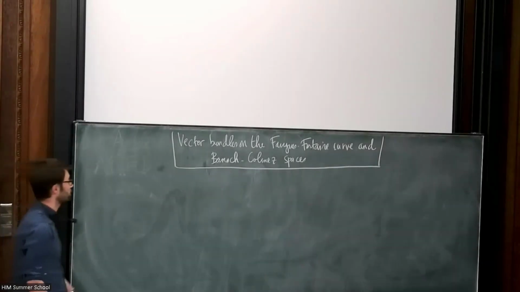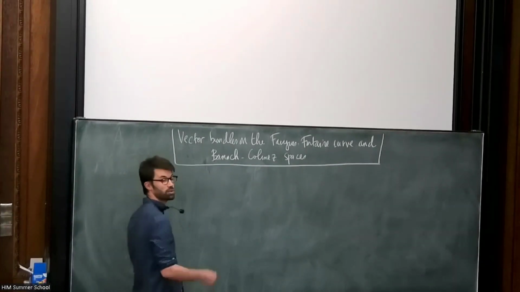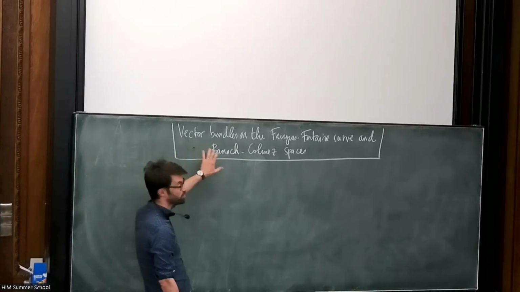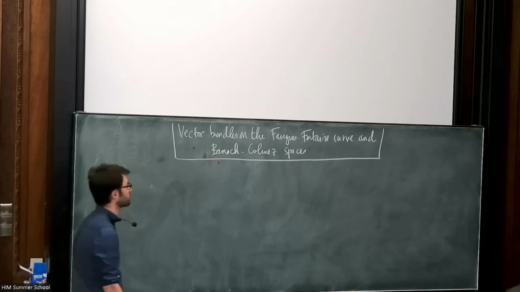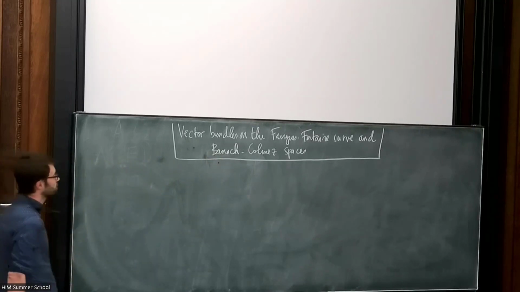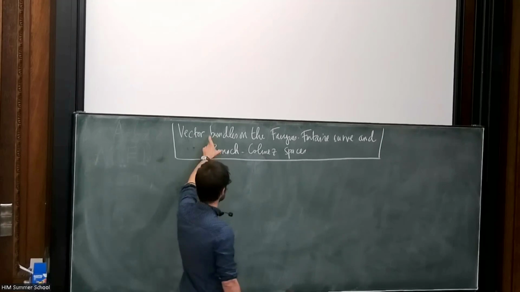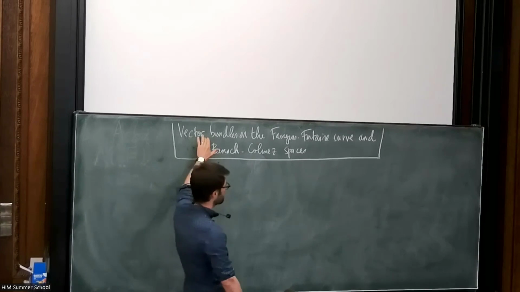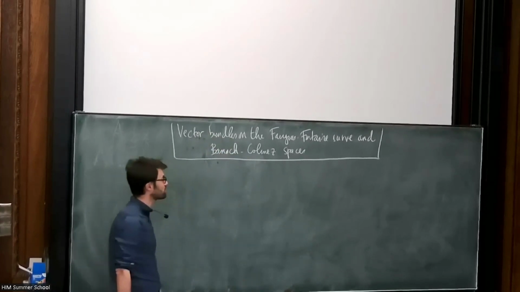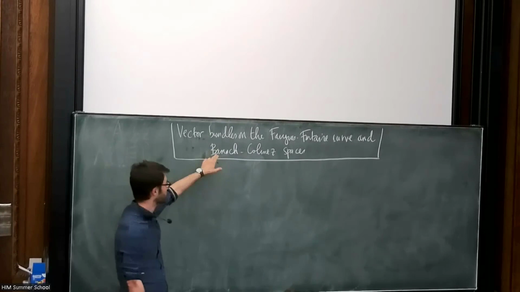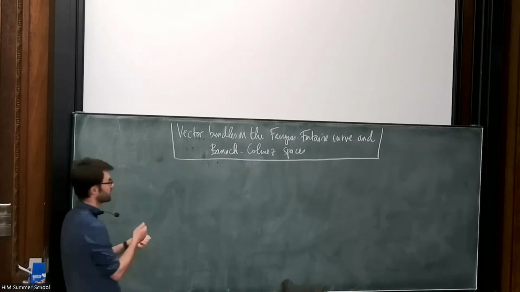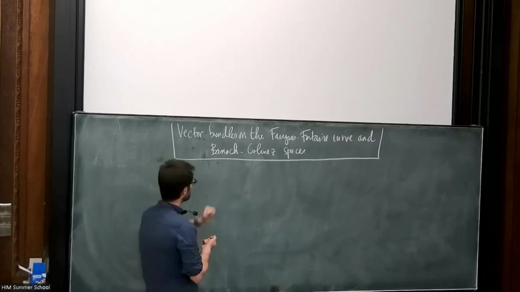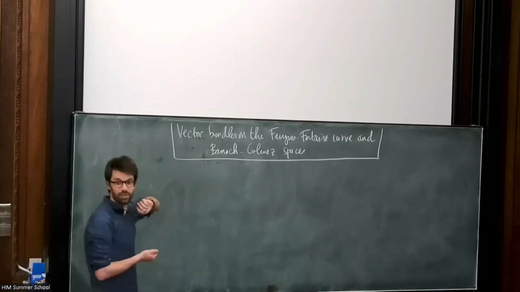Continue this series on p-adic geometry, and the topic I want to discuss today on Thursday is vector bundles on the Fargues-Fontaine curve and Banach-Colmez spaces. More precisely, I would be especially interested in the interplay between these two types of objects. So we will see that vector bundles on the Fargues-Fontaine curve give rise to interesting geometric objects, which are called Banach-Colmez spaces. And conversely, we will see how the geometric property of these objects help us to understand vector bundles on this funny curve.